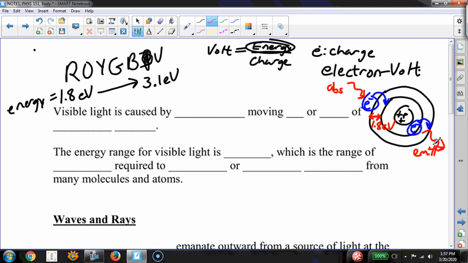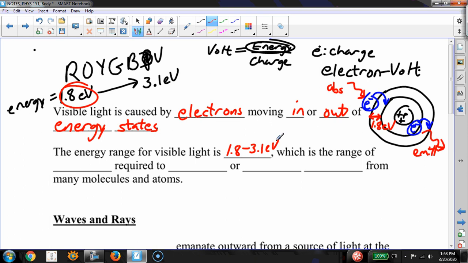So here I'm absorbing light, and here I'm emitting light. And the light's going to be of the same energy of 1.8 electron volts, and that 1.8 electron volts would be on the red end of the spectrum, so it would be a red photon. It would appear to you to be red. So visible light is caused by electrons moving in or out of energy states. The energy range for visible light is from 1.8 to 3.1 electron volts.